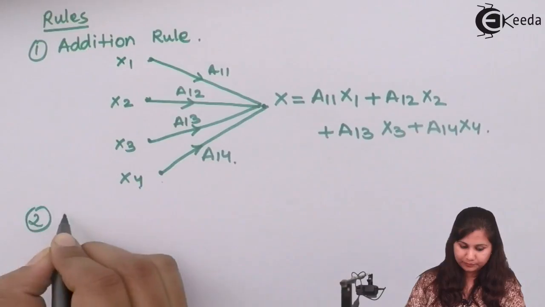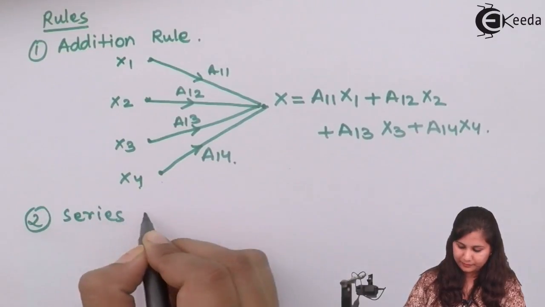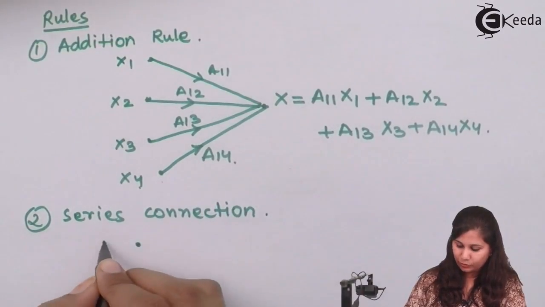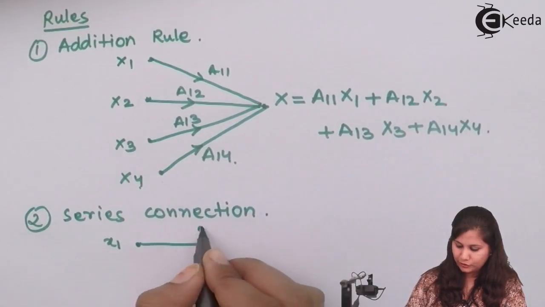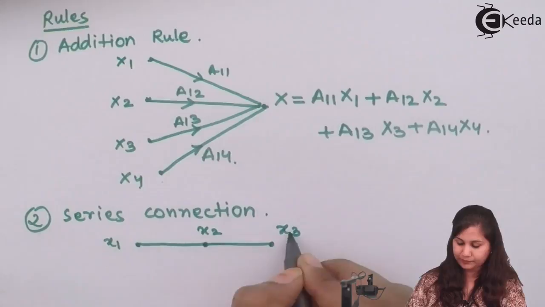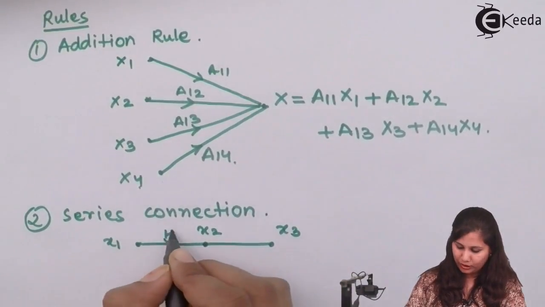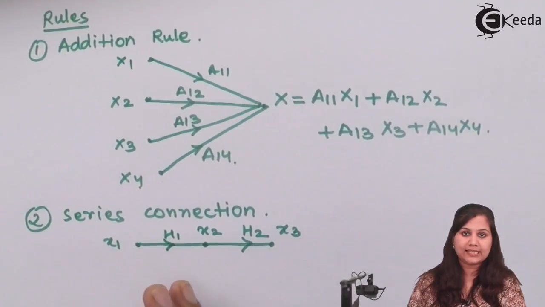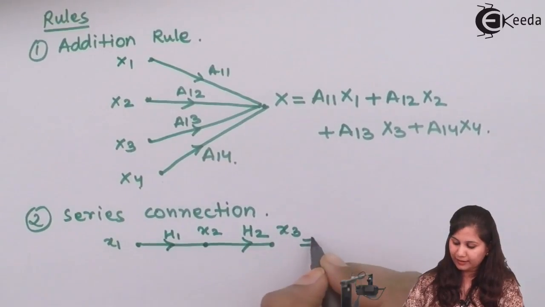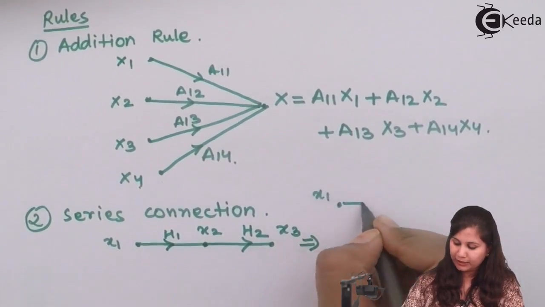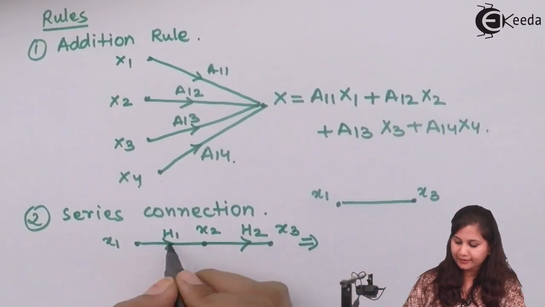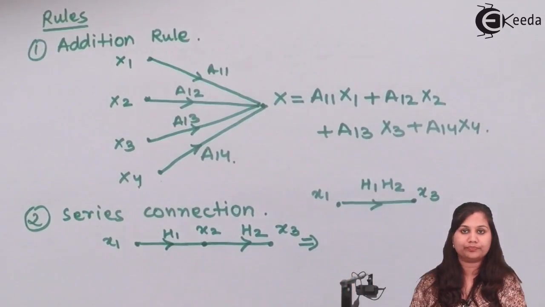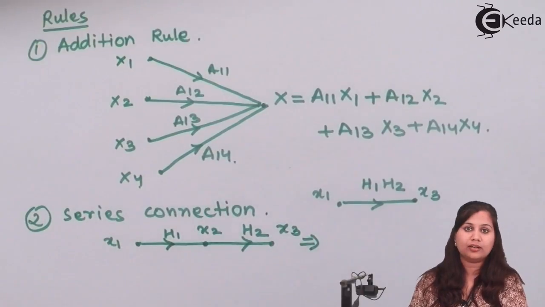Second rule was series connection. This rule says that if we have this node as x1, then this is x2 and this is x3. This branch has the gain h1 and this branch has the gain h2. So these two branches are connected in series. So they can be replaced by a resultant which is starting from x1 ending at x3, and their gains will be multiplied. So we will have h1 and h2. So this is the series connection rule.